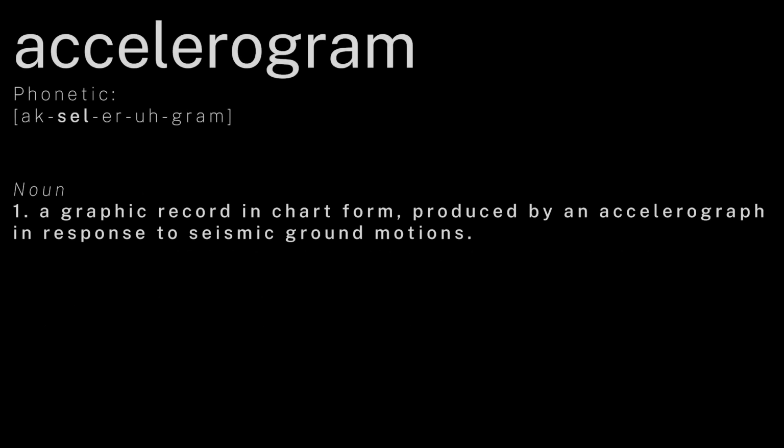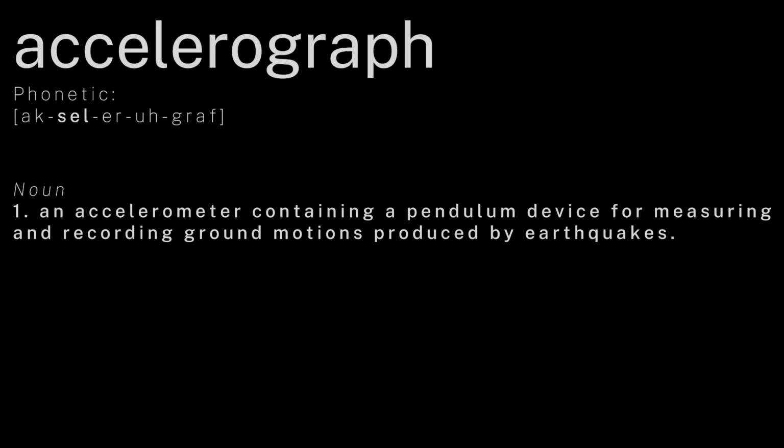Our tenth word is accelerogram, which is a noun that is a graphic record in chart form produced by an accelerograph in response to seismic ground motions. Our 11th word is accelerograph, which is a noun that is an accelerometer containing a pendulum device for measuring and recording ground motions produced by earthquakes.